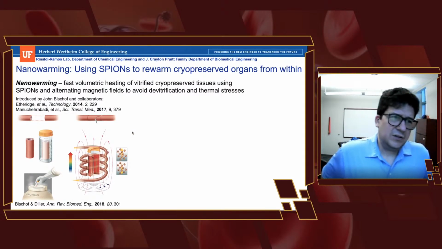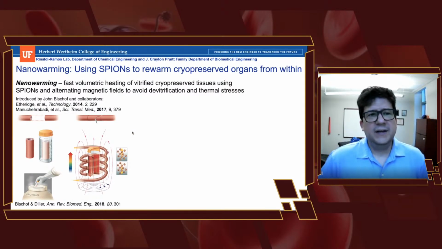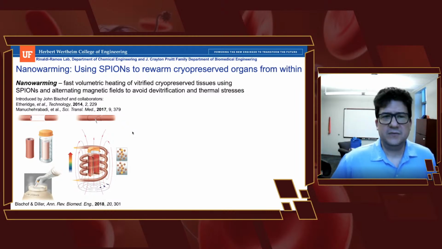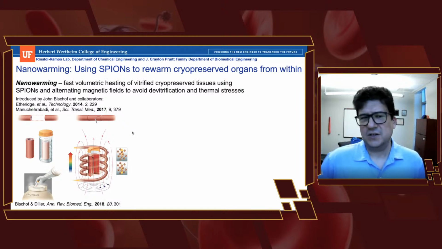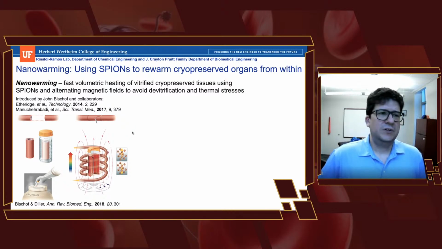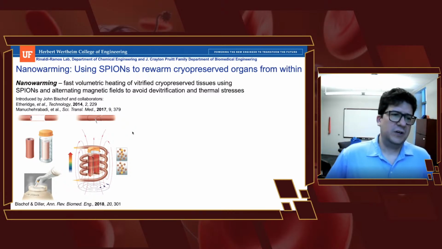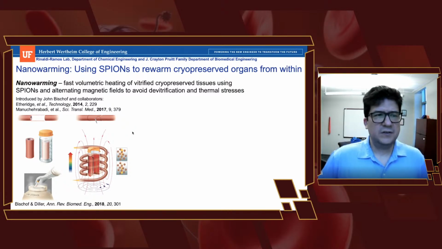And so enter nanowarming. Nanowarming is a concept for fast volumetric heating of vitrified cryopreserved tissues using magnetic particles and alternating magnetic fields in order to avoid devitrification and thermal stress. This was introduced by John Bischoff at the University of Minnesota. They've published really excellent work on this.